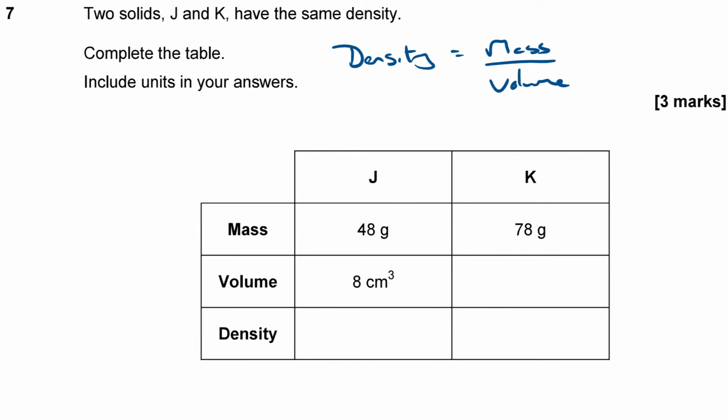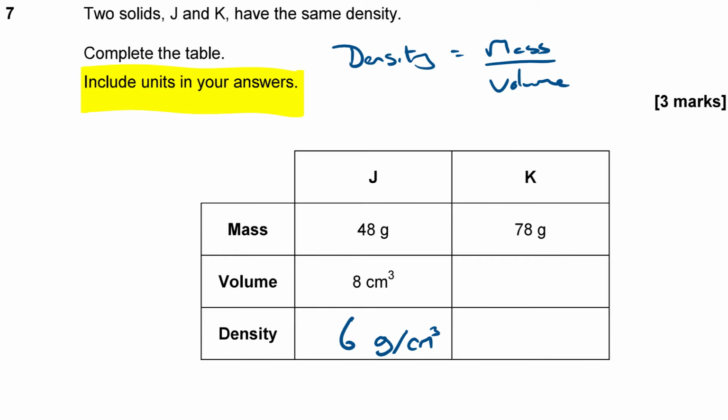So for J, I've been given the mass and the volume, so I can use it to calculate density. 48 divided by 8 is 6. 6 what? It says I need to include units in my answers. So I'm dividing grams by centimeters cubed. So compound units tells me that's grams per centimeter cubed.